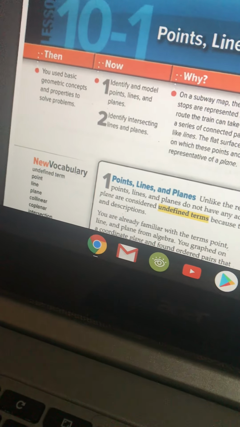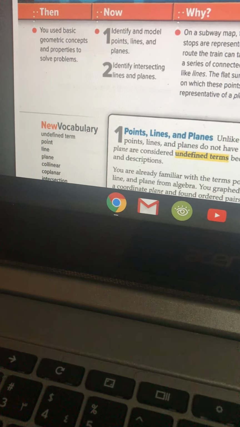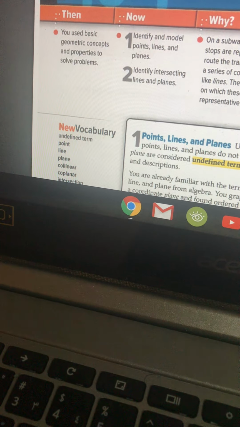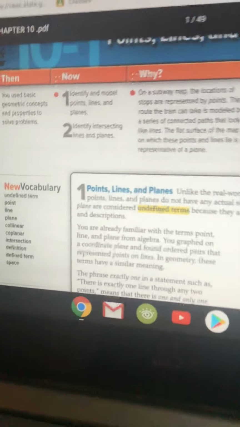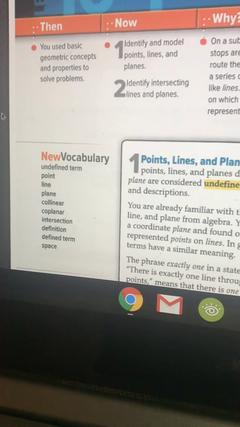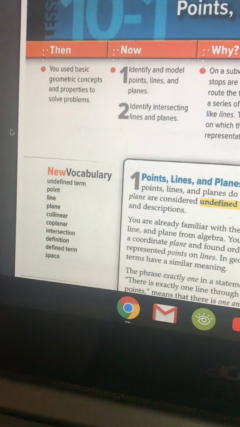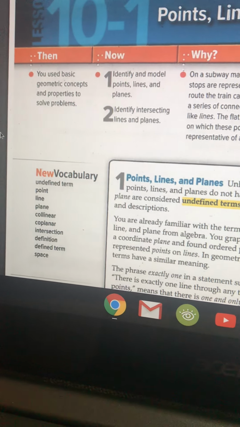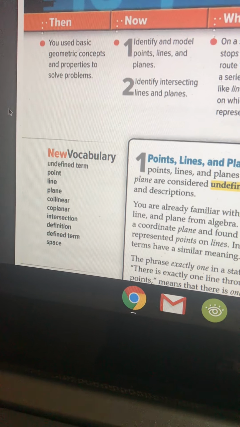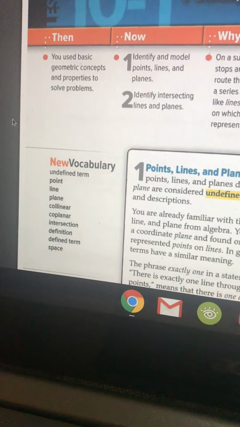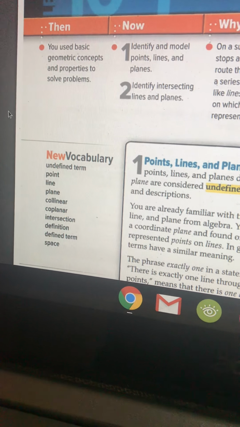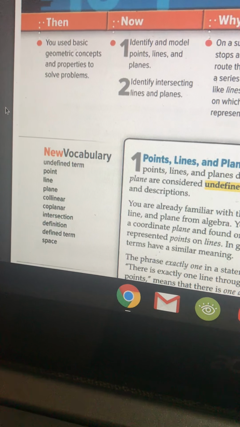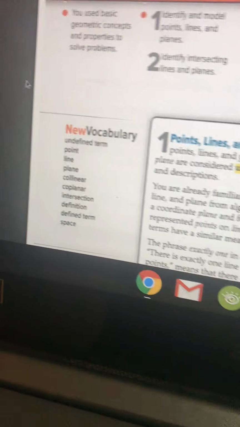Okay? Now, like in any other book, you need to know your vocabulary. You see these things here? You need to know what is an undefined term, what is a defined term, what is a definition, what is a point, what is a line, what is a plane, what is coplanar, what is intersection, what is defined terms, what is a space. Okay? All right.